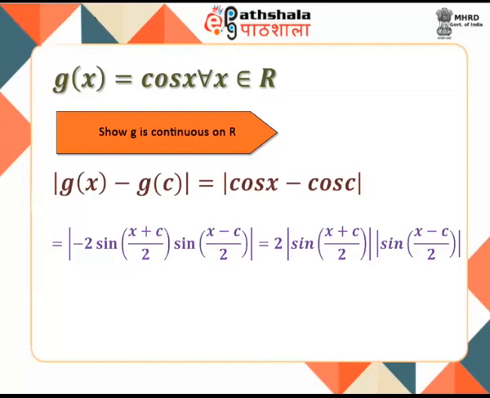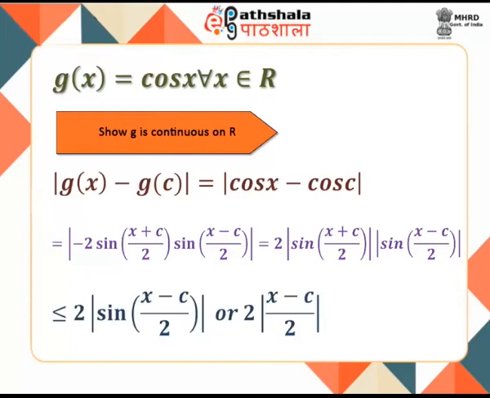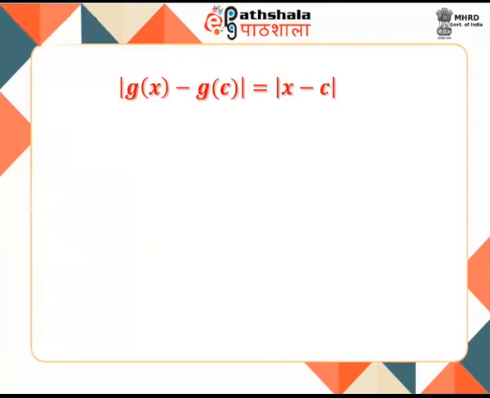Now, since |sin theta| is less than or equal to 1, |g(x) minus g(c)| is less than or equal to 2|sin((x minus c)/2)|, or 2|(x minus c)/2|, as |sin theta| is less than |theta|. So |g(x) minus g(c)| is less than or equal to |x minus c|.